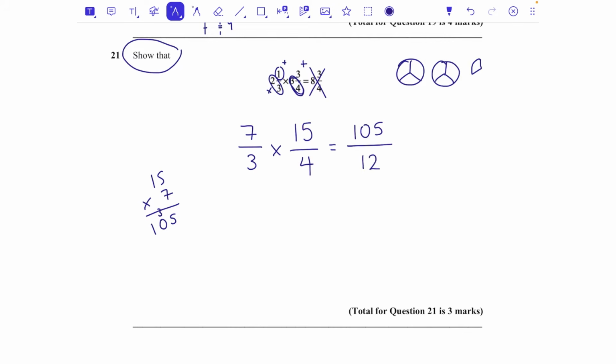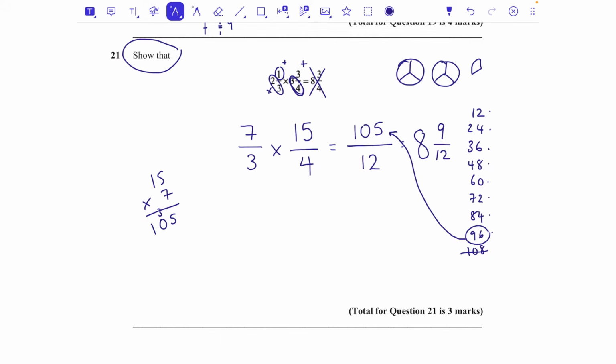And then we just need to think, how many times does that go in? Just write out your 12 times table if you're not sure. 12, 24, 36, 48, 60, 72, 84, 96, and then it would be 108, which is too big. So 1, 2, 3, 4, 5, 6, 7, 8. So it goes in 8 whole times with 9 left over out of 12. I've got that 9 because I've gone from 96 up to 105, an extra 9.